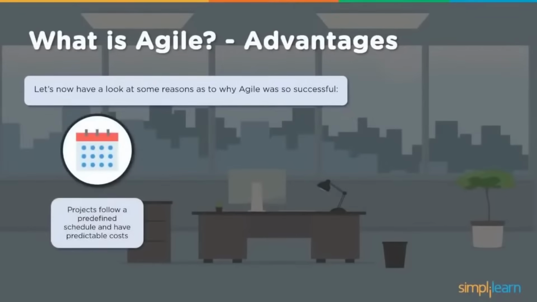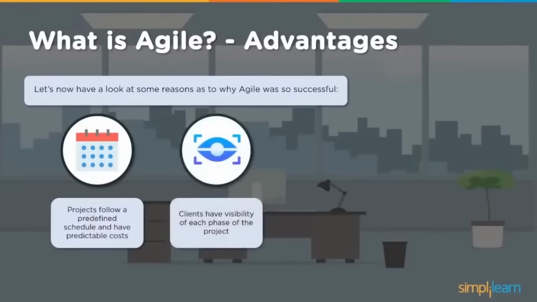How does it help? Organizations that follow agile methodologies can see that projects follow a predefined schedule and have a predictable cost. Schedules are seen, but wherever changes are required, wherever directions need to change in order to adapt to the changed scenario, agile helps us. It gives that flexibility. Clients have visibility of each phase of the project.